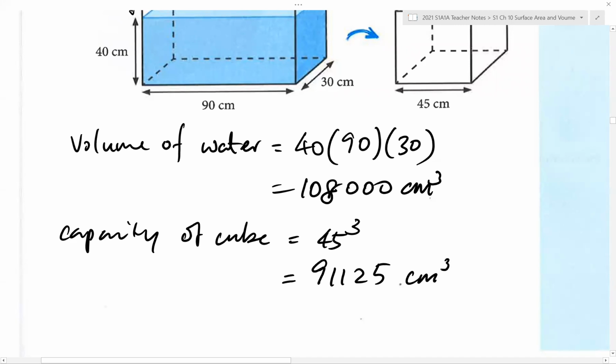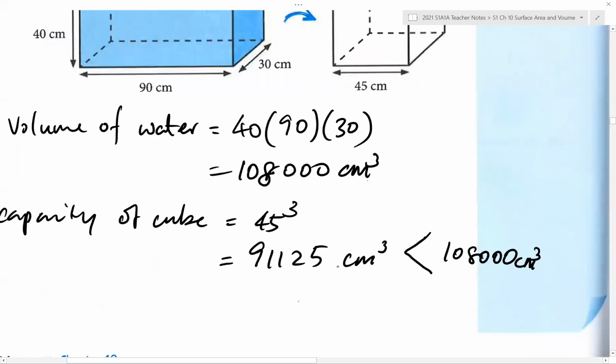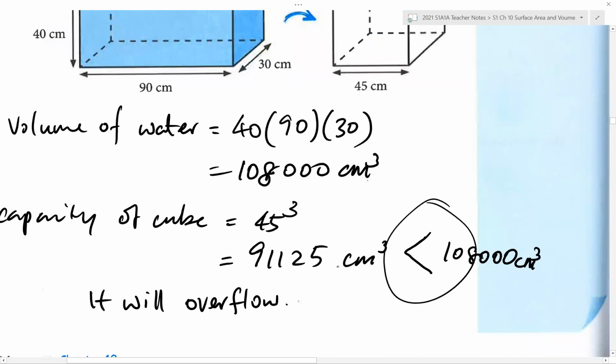Okay, we've got the capacity and the volume already. So will it overflow or not? Yes. Why? Because the volume of the capacity is less than the volume of the water. Excellent, very good. So this is the sign that we will use. Watch, this is less than. You can choose to follow me, shortcut. Put a less than sign, less than 108,000, and you answer, it will overflow. You can choose to write it this way. This is the shortcut that I'm using.